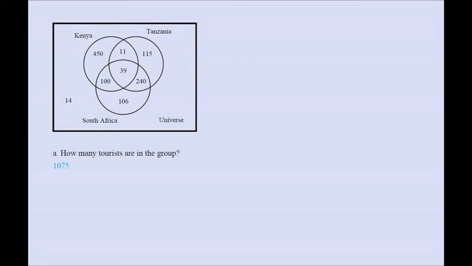How many tourists are in the group? If I add all the 8 numbers, 450, 11, 115, 100, 39, 240, 106, and 14, I will get a sum of 1075. So there are 1075 tourists in the group.